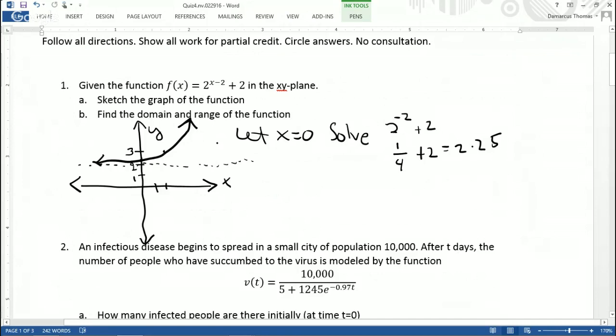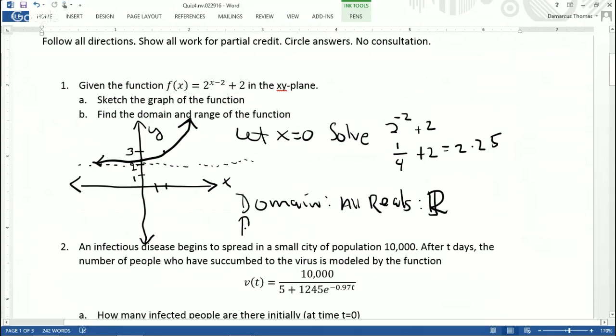Now the question is, find the domain and range. Well, the domain for exponential functions is all real numbers. There are no restrictions to the x values. I can plug any real number into my function and I will get a real number output. And so because there are no restrictions, the domain is all real numbers.